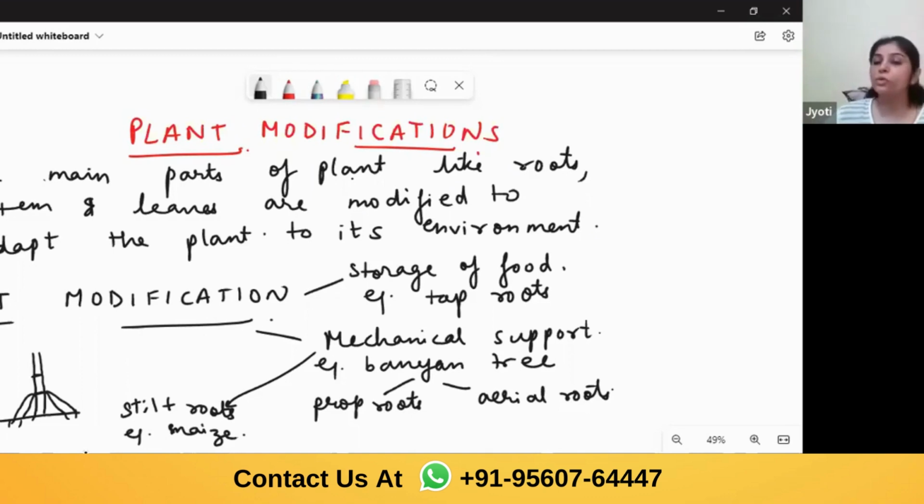I repeat again, we are doing root modifications. Root modifications means that normal roots are there, but they are something different from normal roots. That means, first of all, there is storage of food in the roots, that is the tap roots. Secondly, there are some roots which give support to the plant, that is your prop roots, aerial roots, stilt roots. These are all the roots which give support to the plant. Like for example, in banyan tree, we have two types of roots, prop roots and aerial roots. And stilt roots are found in maize. They all give support to the plant. Clear? Understood? Okay. Shall I move forward now?